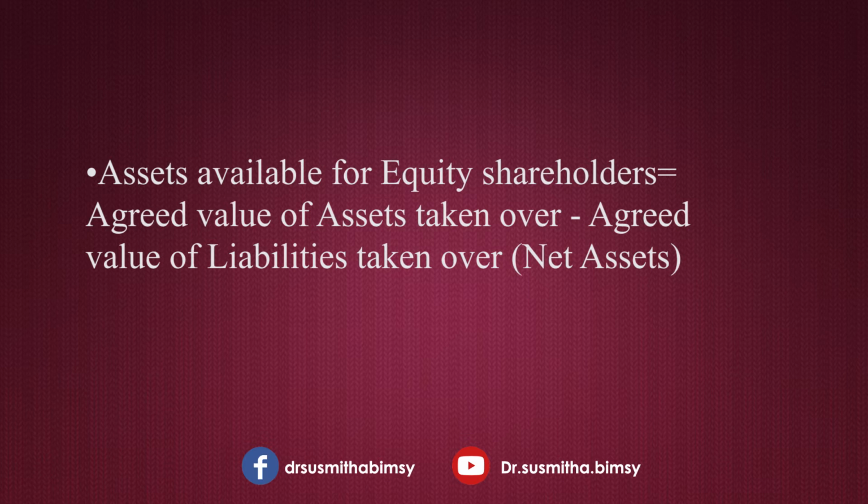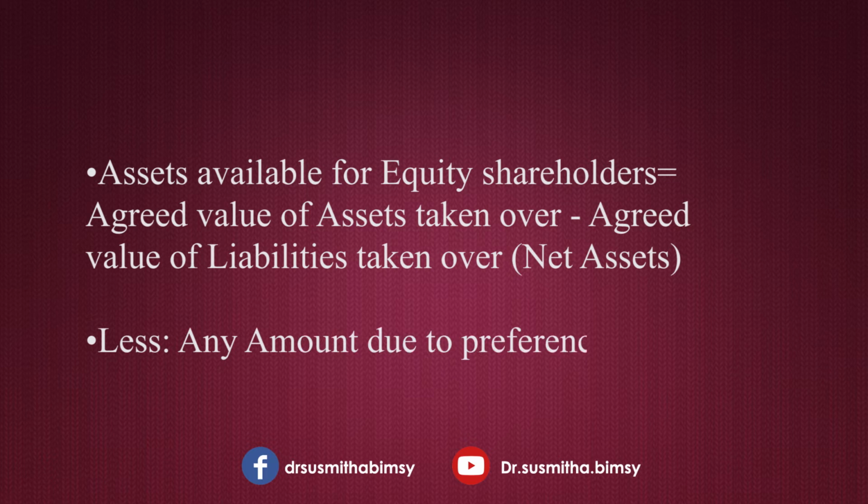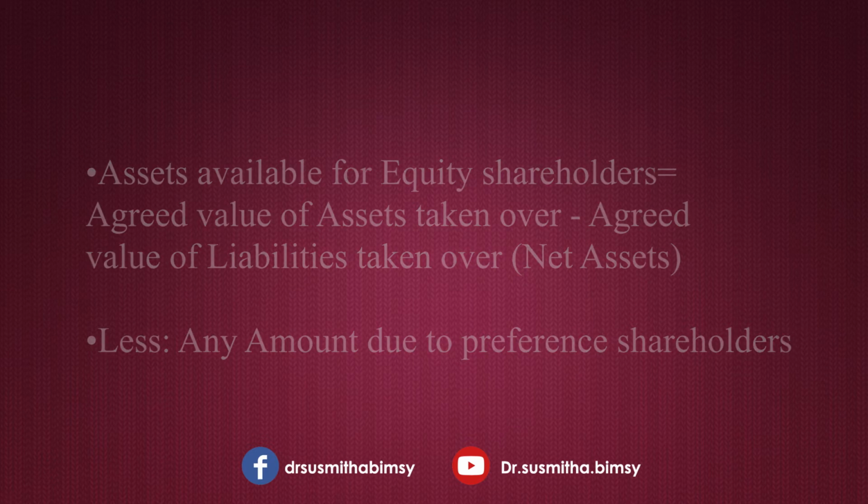After finding out net assets, see if there is any amount due to preference shareholders. If there is any amount due to preference shareholders, you have to subtract that amount from net assets. So the remaining amount will be the amount available for equity shareholders, right?